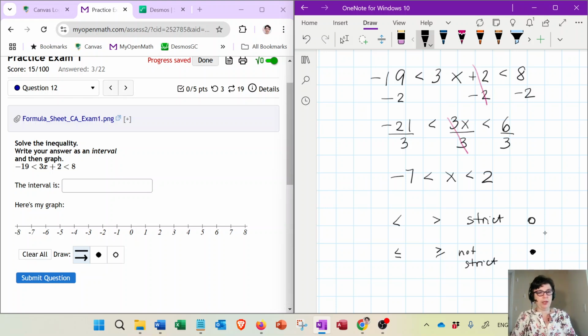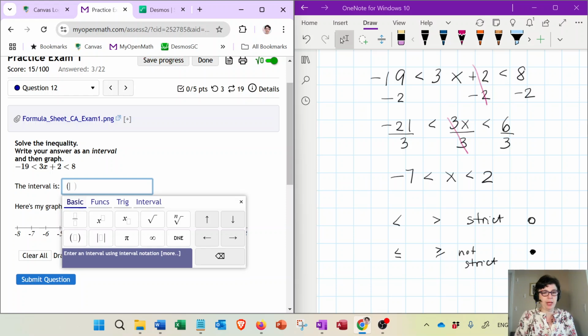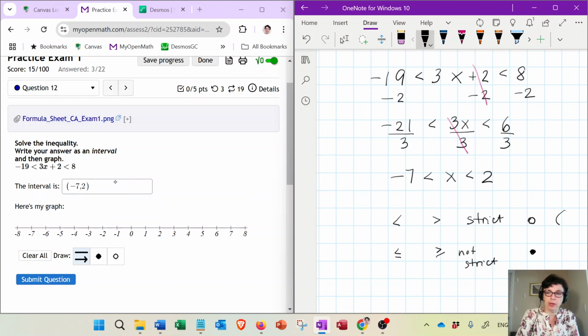Okay, so let's see if we can graph it. The interval we get is between negative 7 and 2. Now I use parentheses. Why do I use parentheses? Again, that depends on the type of inequality. If it's strict, then we're using parentheses. If it's not, then we're using square brackets. In this case, both sides were strict, less, less, and so that's why we are not putting square brackets, we are putting parentheses.